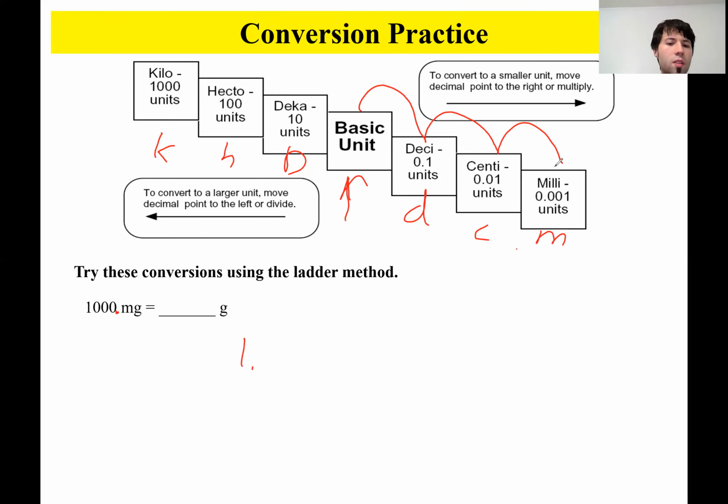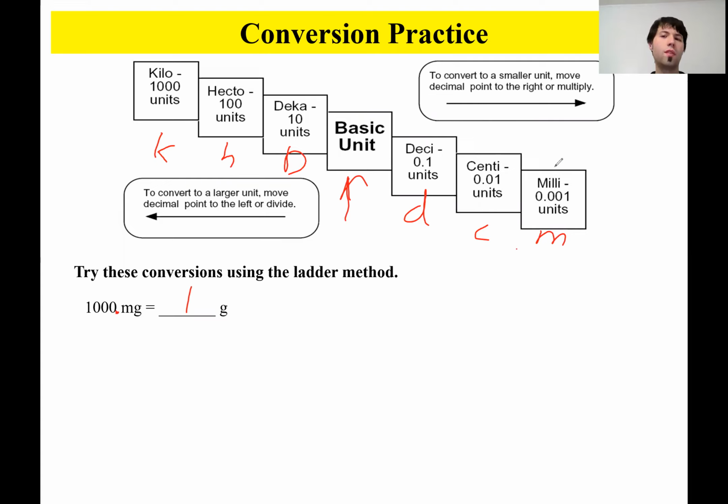Let me write this out so you guys can see that. 1000. My decimal place starts here, and I move it 1, 2, 3. Now my new decimal place is right there. So it'd be 1.00, or if I don't really want to write it all out, I'll just say 1. That's a nasty 1. 1 gram. It looks like a 7. Sorry, guys. There, 1. There we go. So 1000 milligrams is just 1 gram.